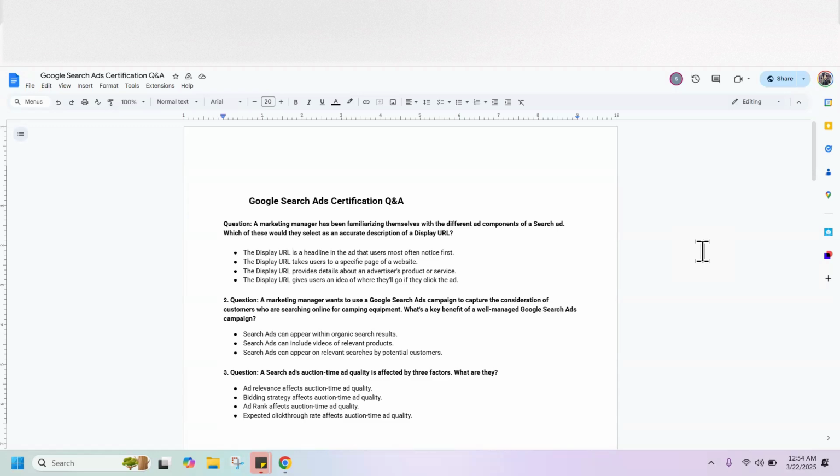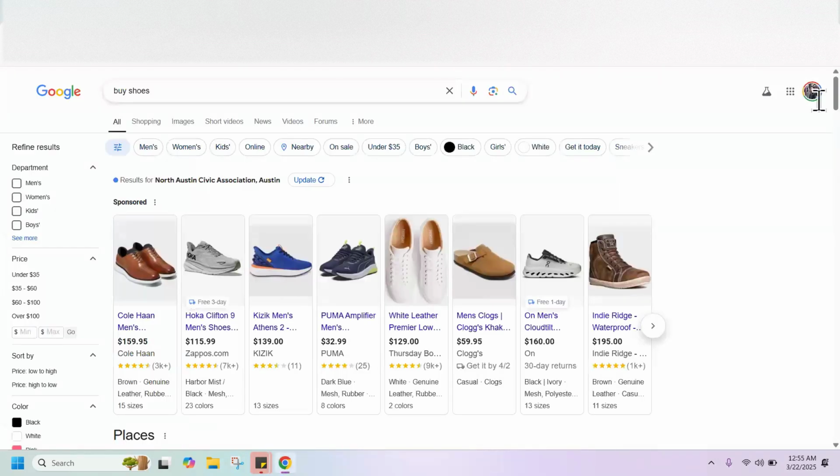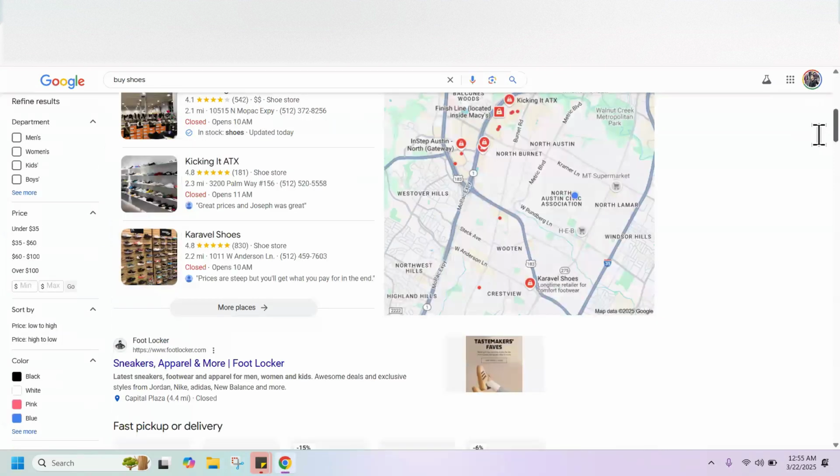It would be the B, the second one, right? It takes them to a specific page on the website because it's a display URL and not text. It's the actual URL itself. Display URL. So do you know what is display URL in Google? It provides details about it.